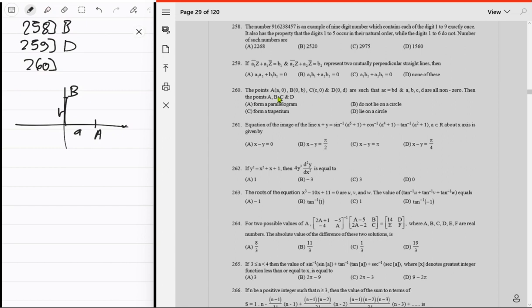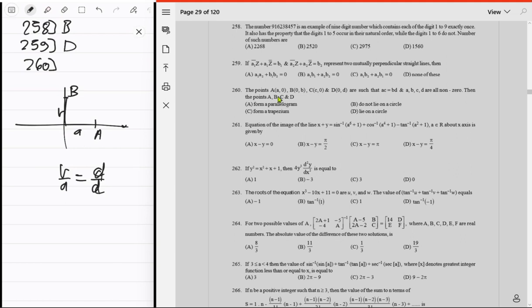Then the points A, B, C, D. And then like AC is equal to B. Like B upon A is equal to C upon D is needed for a parallelogram basically. Is that happening? Yes, it is happening. B upon A equal to C upon D, right? No, it's actually D upon C. Yeah, that should be happening. So B upon A is equal to C upon D.